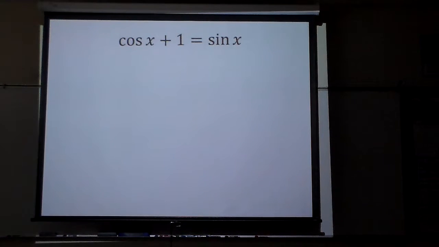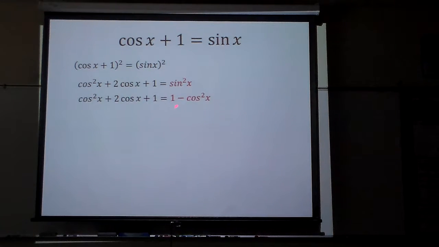Here's another one. Cosine x plus 1 equals sine x. What are you going to do here? Well, first off, if I square both sides of cosine x plus 1, I can do that, right? They're still both equal. So now if I square both sides, I have cosine squared x plus 2 cosine x plus 1 equals sine squared x. And now I can change sine squared into 1 minus cosine squared x.